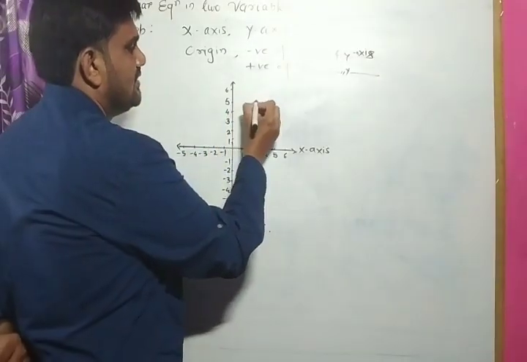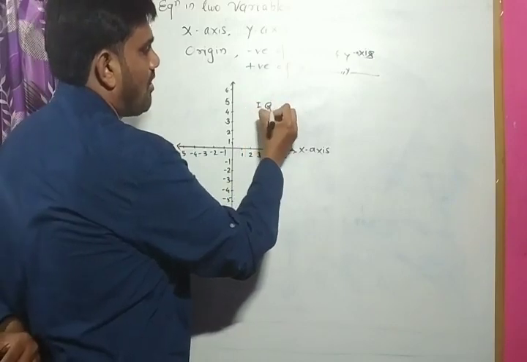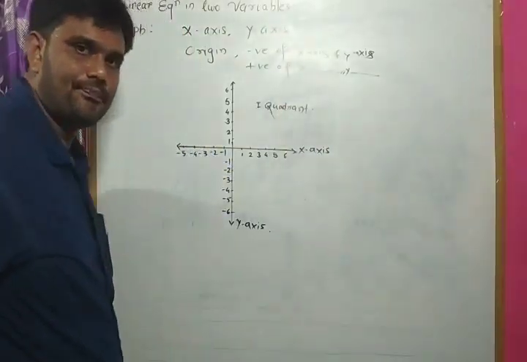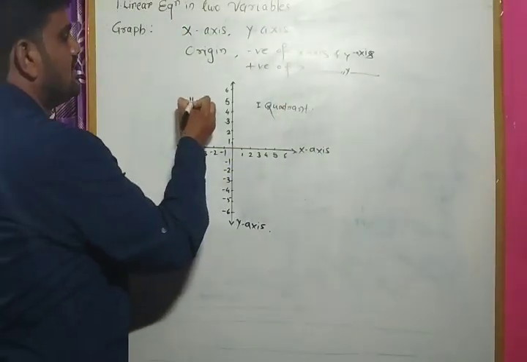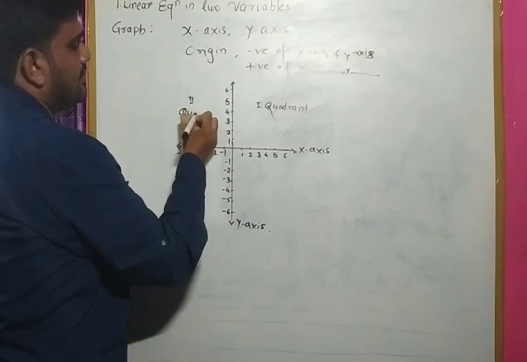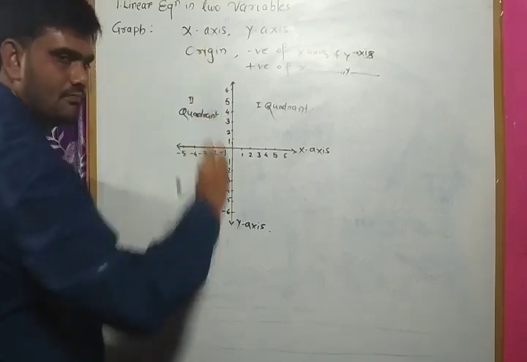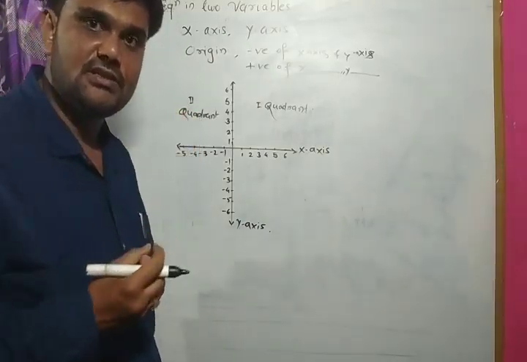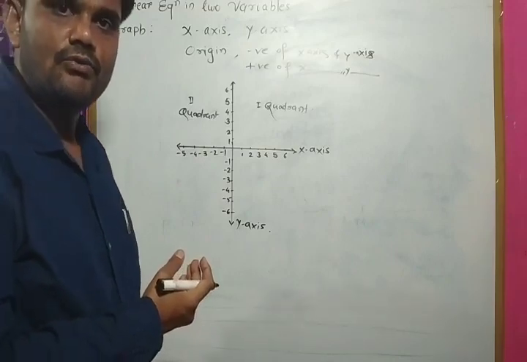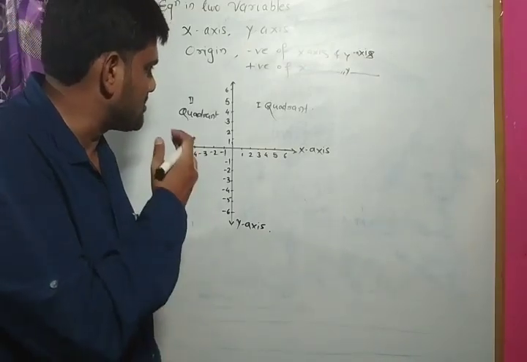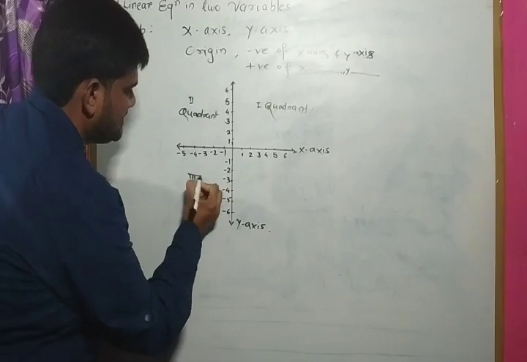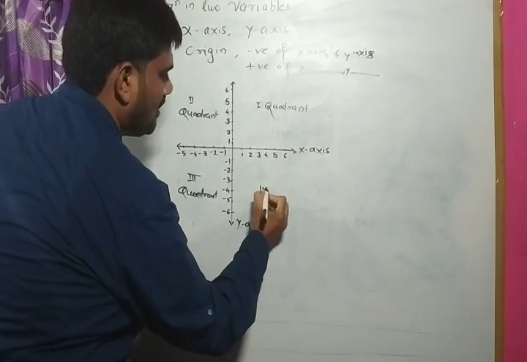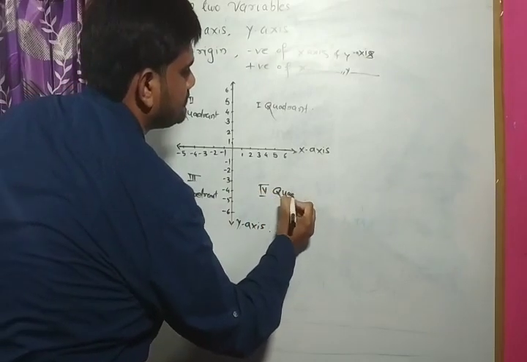Now this portion is called the first quadrant. This is the second quadrant. In the 9th standard, you may have seen and learned this. We are just recalling this basic concept. This is the third quadrant. This is the fourth quadrant.